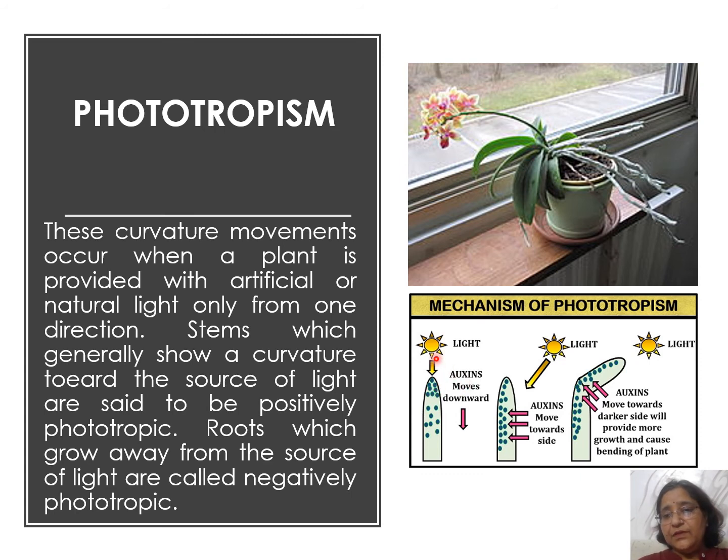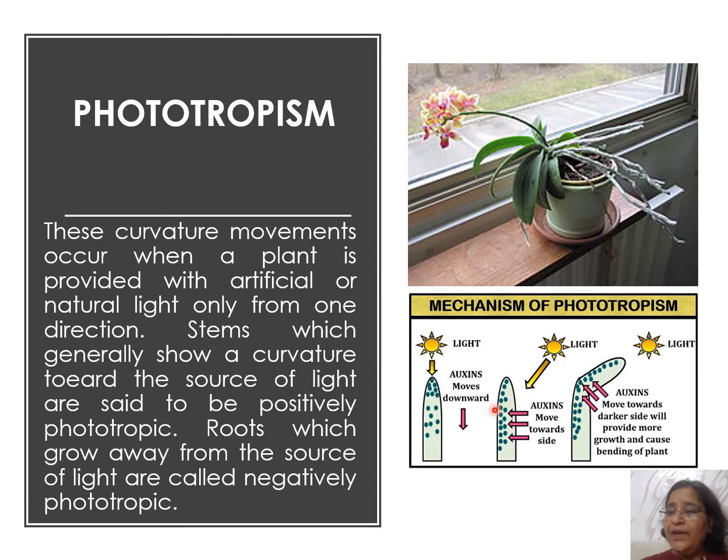And if we studied that these tropic movements, they are unidirectional, so the source of light is not at the top, they are towards one side. If the light source is like this, it is unidirectional, then what happens? The auxins, they move from the lighted area to the darker area, from light to darker side.